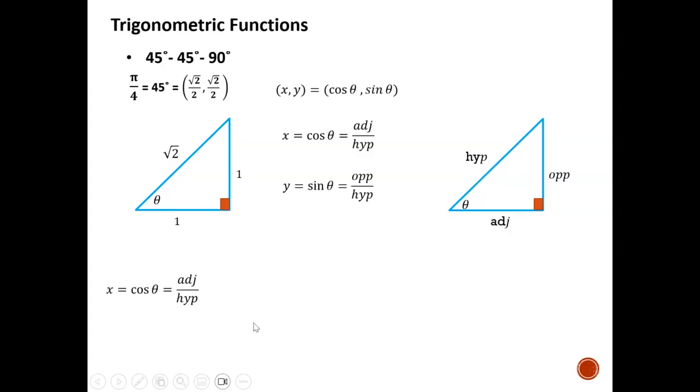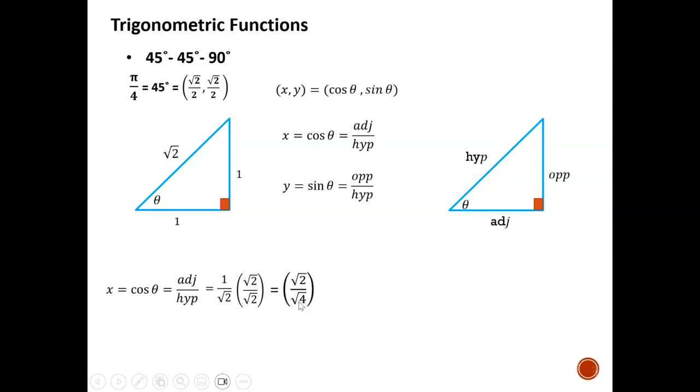Okay, now, let's find the x value. We know it's square root of 2 over 2. Let's see if it comes out. So x equals cosine, which is going to be adjacent over hypotenuse. So the adjacent will be 1, and the hypotenuse will be square root of 2. Now, you have to rationalize the denominator. So we multiply both top and bottom by square root of 2, because on the bottom, we don't want it to be a radical.